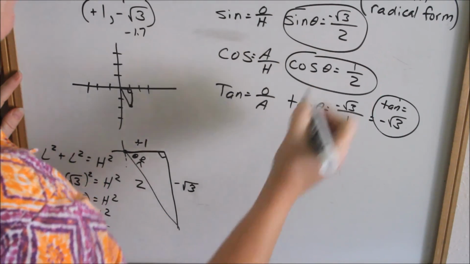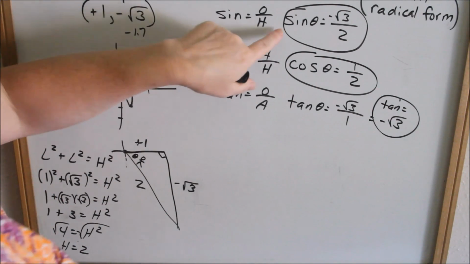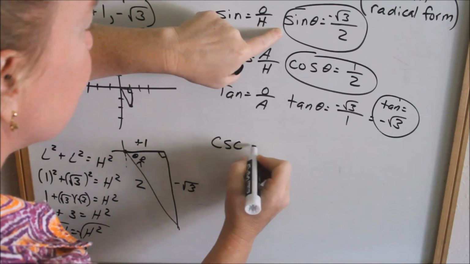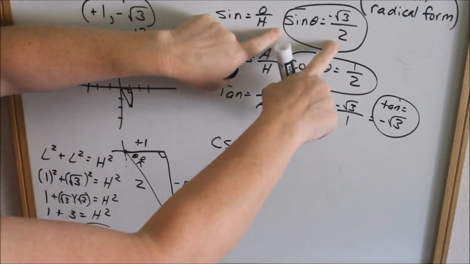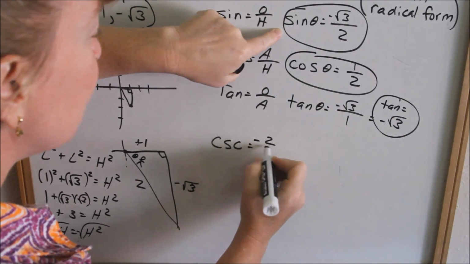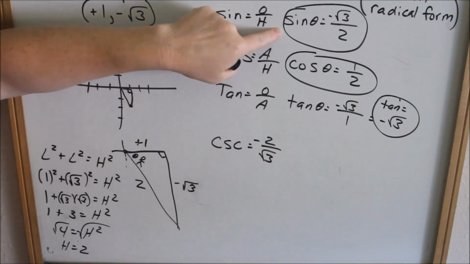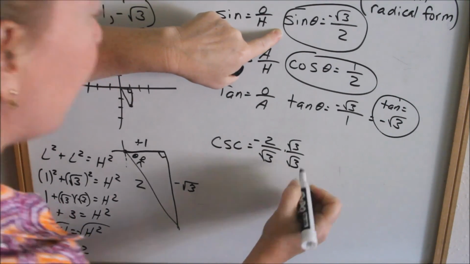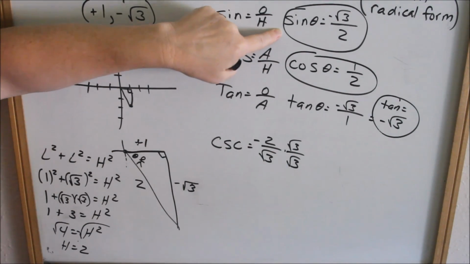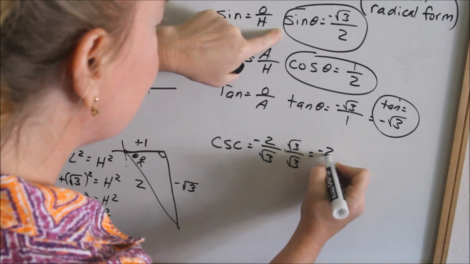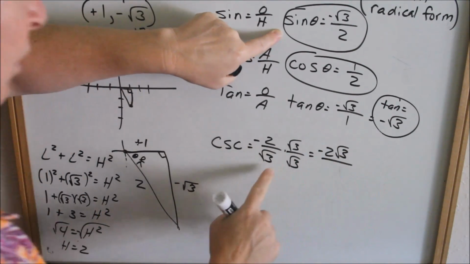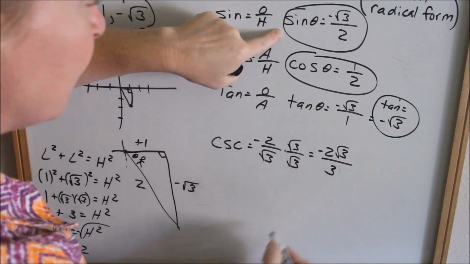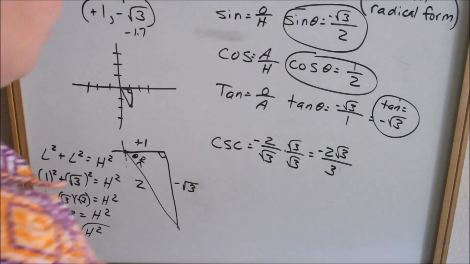Okay, the other 3 trig functions are the reciprocals. Okay, reciprocal of sine is cosecant. So cosecant is reciprocal of that, negative 2 over square root of 3. Can you leave it in that form? No. You have to get rid of the radical in the denominator. How do you do that? By multiplying it to itself. Then that would be negative 2 square root of 3 over square root of 3 times square root of 3 is square root of 9. Square root of 9 is just 3. So that would be cosecant theta.